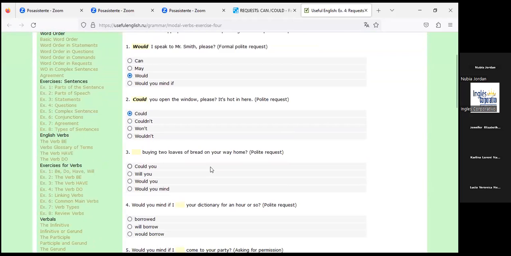A ver. Buying two loaves of bread on your way home. Igual polite request. Sería could you o would you? Would you mind? Por lo que estaba explicando de que el ing, el verbo queda, es cierto. ¿No? Ajá. No en su forma base.